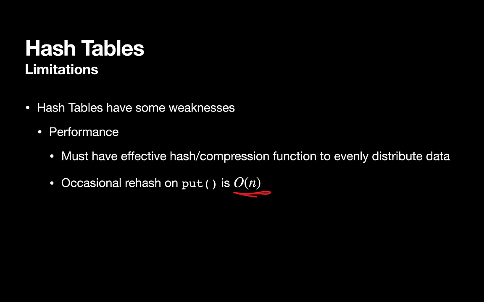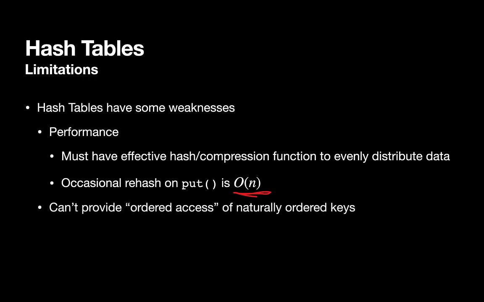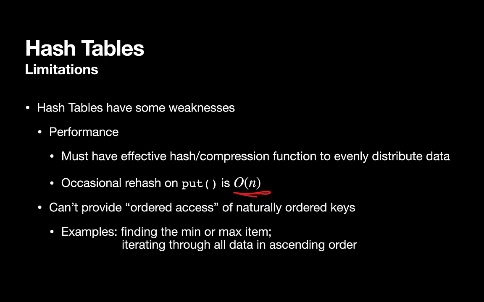There's another downside. It's difficult to provide ordered access of naturally ordered keys. So for example, if we're putting a bunch of English words into a hash table and we want to access those in alphabetical order, that's going to be difficult to do. If we're using integers as our key, maybe student ID numbers, for instance, and we want to traverse through those in a sorted order, it would be difficult to do. It's also difficult to find a minimum or a maximum value.